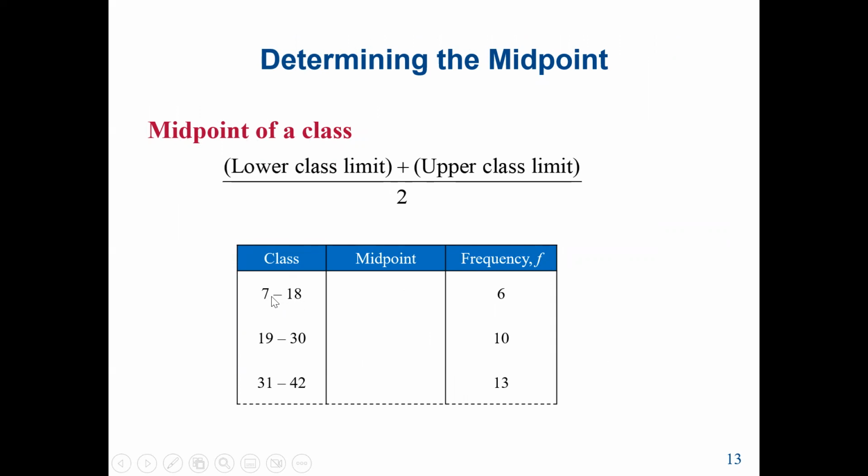So to find the midpoint of the first class interval, it will be 7 plus 18 divided by 2. And that gives us 12.5, 24.5, 36.5, etc. Now, the same thing, if we find the difference of 12.5 and 24.5, it will give us 12, which is the class width. And the same thing, 24.5 and 36.5, the difference also will give us 12.